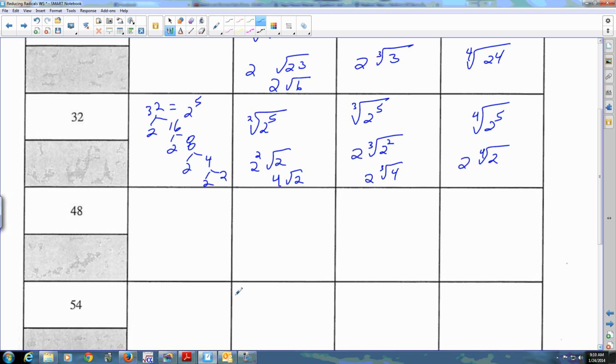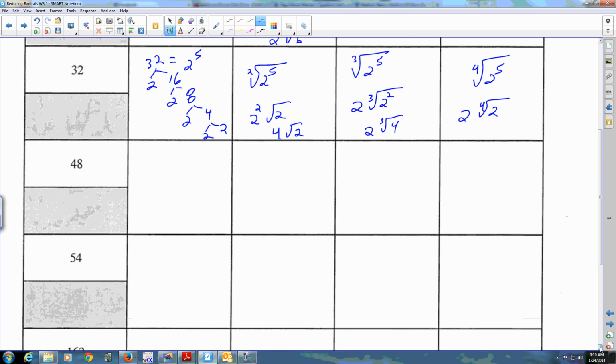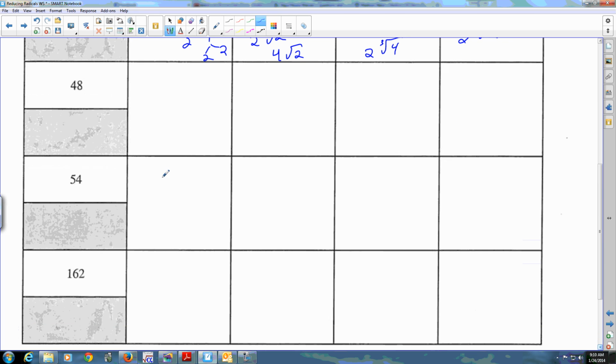Okay, let's scoot down to 54. Let's move this along. So 54, go 2, 27. 2 won't go in there anymore. So I go into 3. So it's 2 times 3 cubed is 54. So you're square rooting 2 times 3 cubed. 2 won't come out, so I know that's going to stay. 2 goes into 3 once, with 1 left over. So it's 3 square roots of 6.